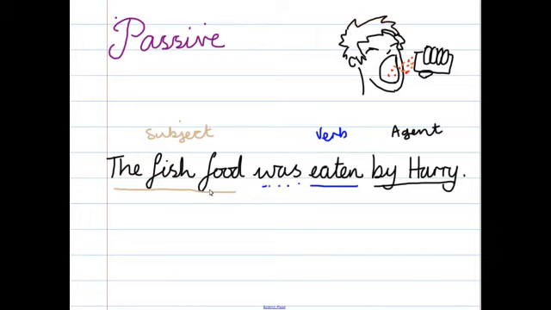So in a passive sentence, the subject is not actively doing the verb, it is being done to it. So in this case, the fish food is not actively doing anything, but it is being eaten. Who's it being eaten by? Well, Harry in this case. So with the passive, we're almost switching around the sentence and we're changing the focus of the sentence. It has the same meaning essentially as the first one, but it is being changed around, so the focus is now on the fish food and actually the process of what's happening. So it's focusing on the eaten part of it.